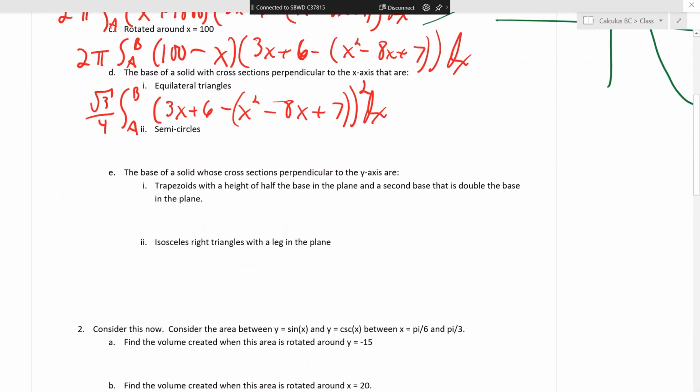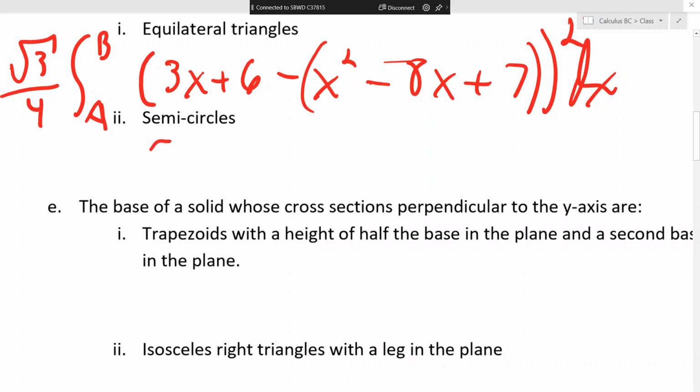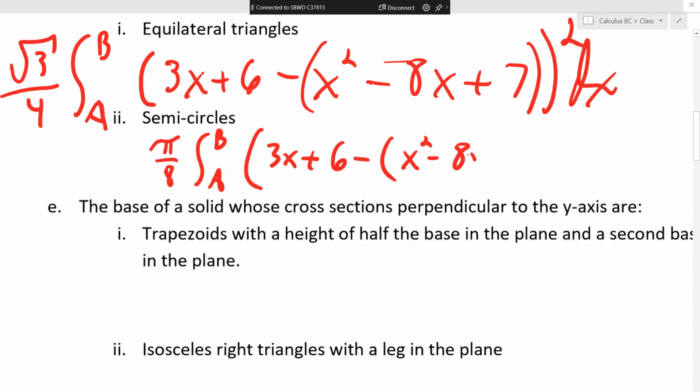Semicircles. It's all about me, kids. Semicircles is going to be pi over 8 times the integral from a to b. It's almost exactly the same thing, right? It just changes the coefficient out front because the shape is a little bit different. Squared dx. Easy peasy? All right.